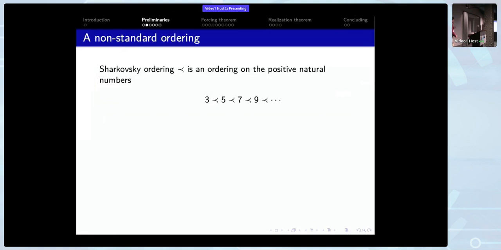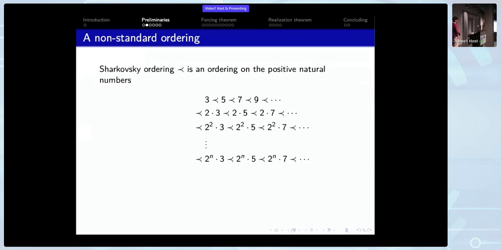Okay, so what does this theorem actually say? Sharkovsky defined a non-standard ordering on the positive natural numbers. His ordering starts by taking all the odd numbers in increasing order, then double all the odd numbers in increasing order. So after all the odd numbers comes 6, then 10, then 14, and then double that, and so on. So we've got all the odds, then double all the odds, then double that, all the way up.